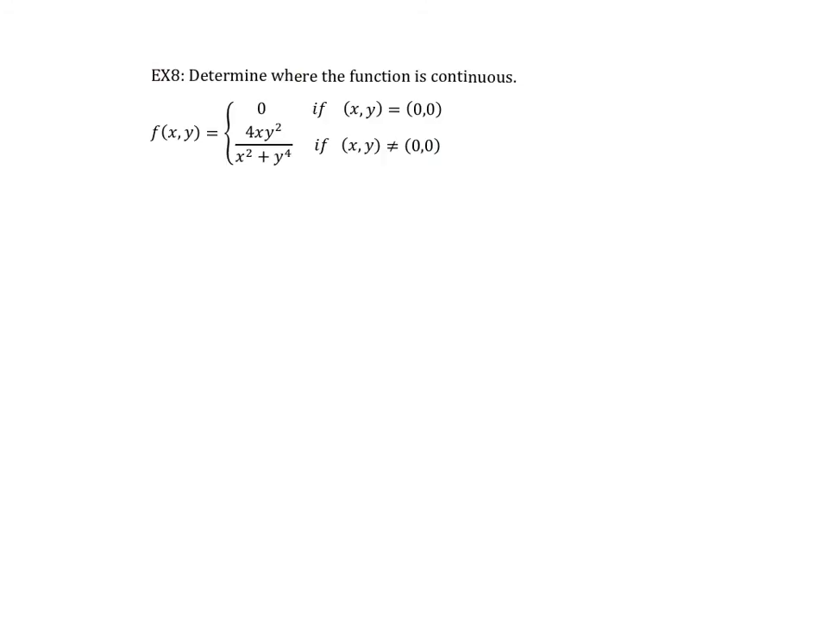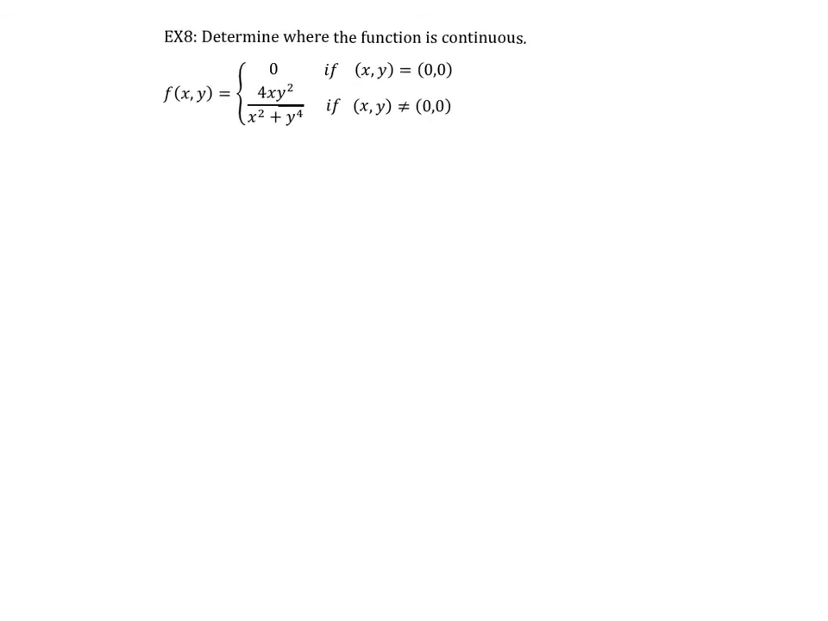In example A, we're going to determine where this function is continuous. Well, I see that I'm going to have an issue at the point 0, 0, because this is a piecewise function and it breaks off into two different functions at the point 0, 0. So where is this continuous? Well, I have to discuss this whole function. I can't simply say, oh, well, just at 0, 0, it's not continuous. That's not true. So first of all, let's look at what happens if our point is equal to 0, 0.